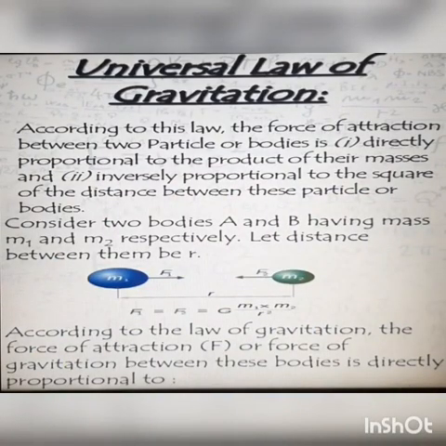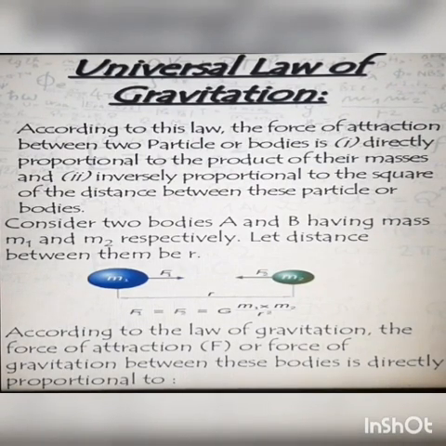Let us move on to our next topic, that is universal law of gravitation. According to this law, the force of attraction between two particles or bodies in our universe is directly proportional to the product of their masses and inversely proportional to the square of the distance between these two particles. We must always remember that distances must be calculated from the center of the objects. And the part where it says that force is inversely proportional to the square of the distance between the two particles is also known as inverse square rule.